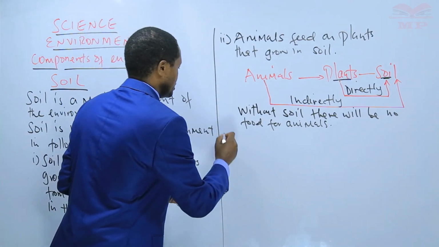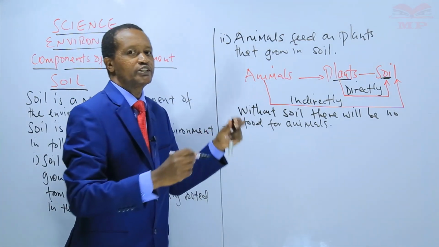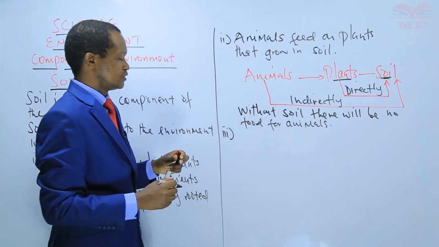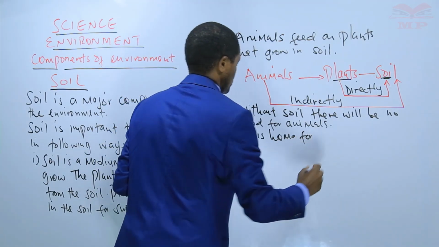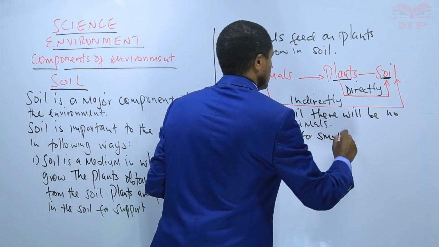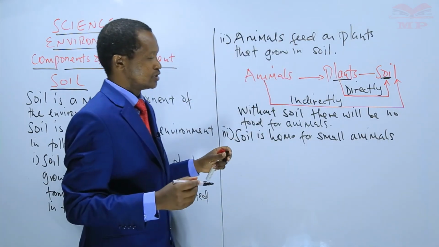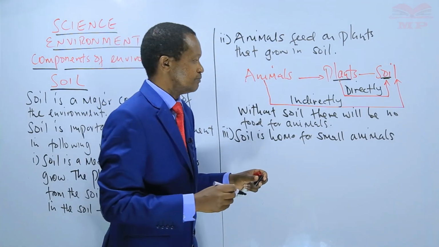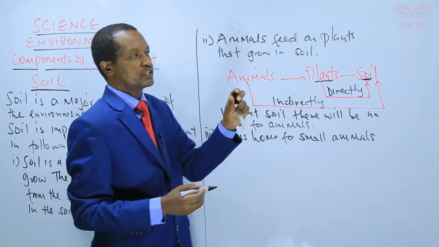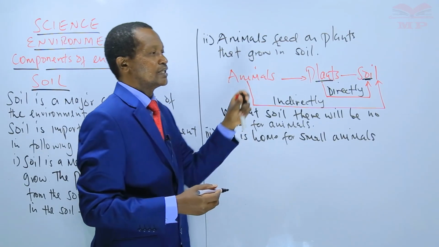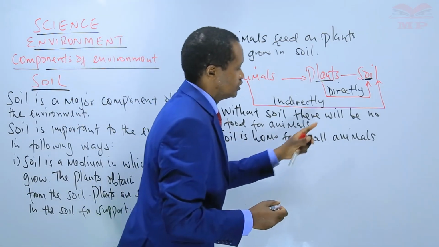Then the third point, learners, is that soil is home for small animals. That means that there are many animals that live in the soil. Many animals find their shelter in the soil. Animals such as moles, earthworms, bacteria, and so on. Okay? Soil is home for small animals.